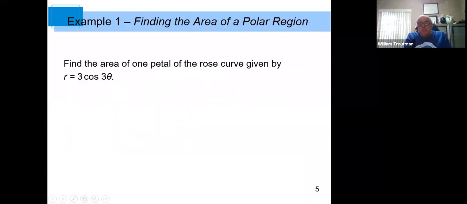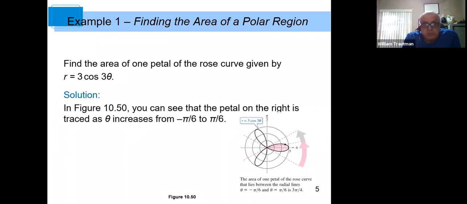All right, find the area of one petal of the rose curve given by 3 cosine 3 theta. So we want to find this area. And if you look at this line and this line, they let you know that this is pi over 6 and this is negative pi over 6. So obviously we're going to integrate from negative pi over 6 to pi over 6.